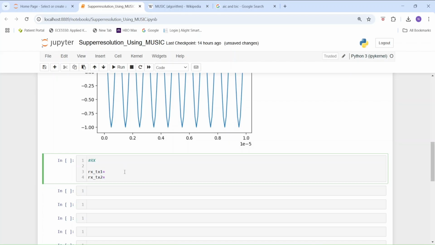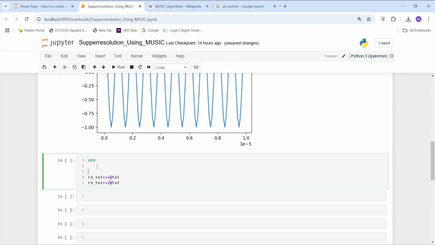The equation we have here for the receive signal needs the steering vector, and that's going to be multiplied by the transmit signal. So tx1 has steering vector s1, and steering vector s2 is multiplied by the transmit signal tx2, okay? Now what is this steering vector?